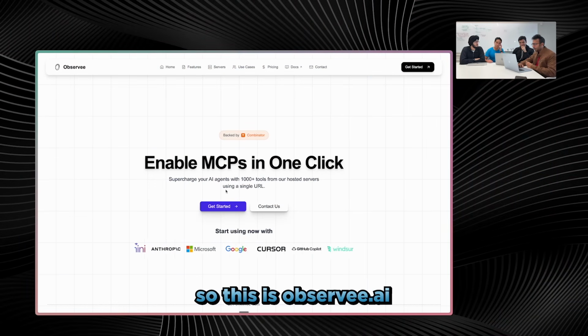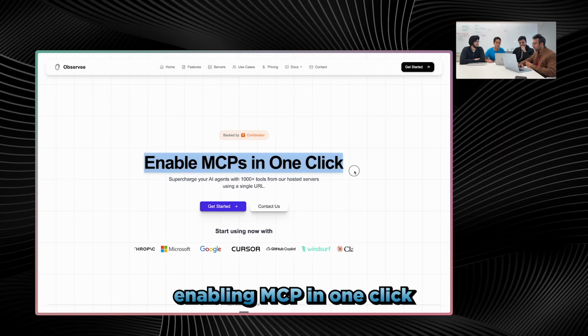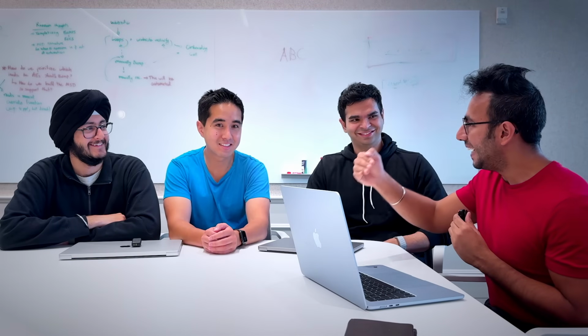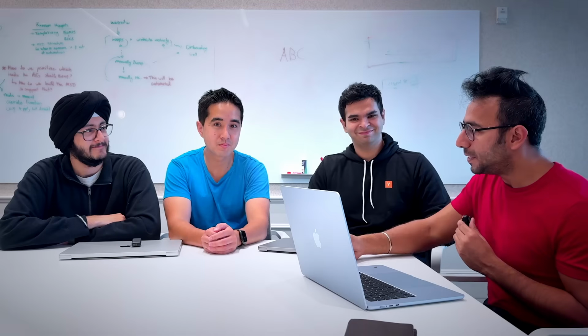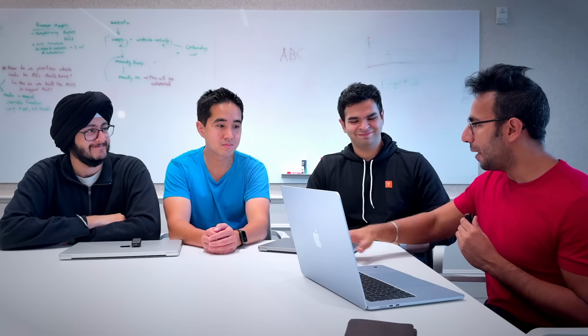So this is Observee.ai, enabling MCP in one click. Hello everyone, today I am at the fastest YC funded startup I've ever seen. They won a hackathon on May 17, 2025. Within 2 weeks, they got YC acceptance. And now they are building MCP tools, which we are going to explain soon, for developers.